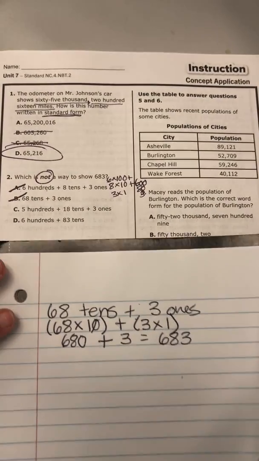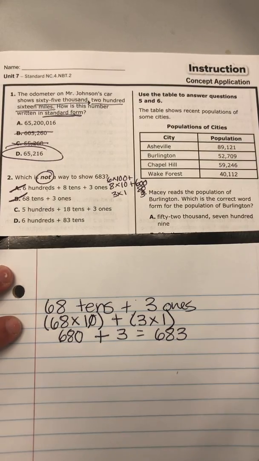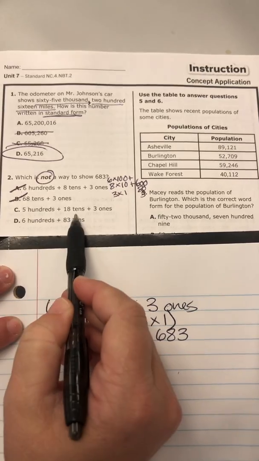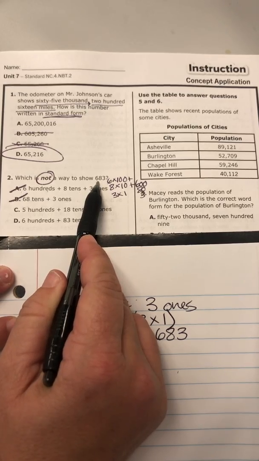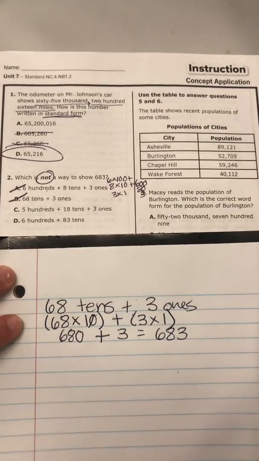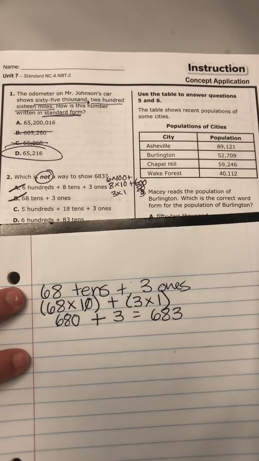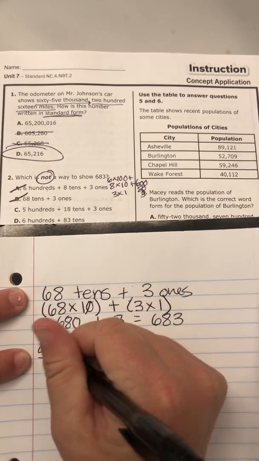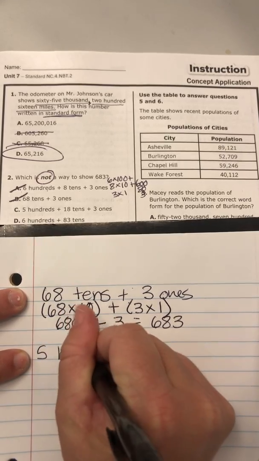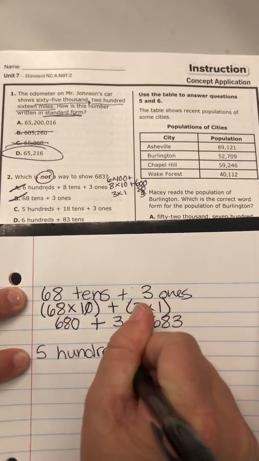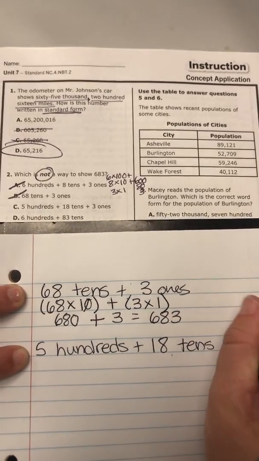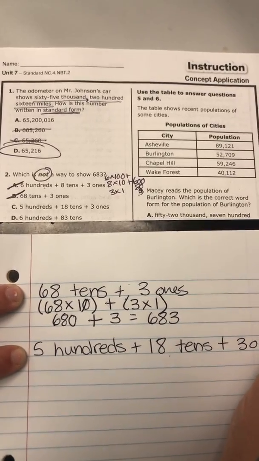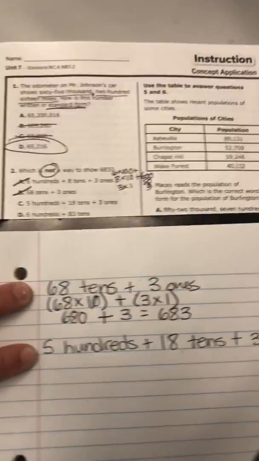So now let's check this next one. And I think a lot of you, another thing that you may actually do is you'll see that this says 5 hundreds, 18 tens, and 3 ones, and you're going to say, oh, well, that can't be 600 because it's got to be 6 hundreds. You'll say the 500s, but you have to work out each problem. So then we're going to say 5 hundreds plus 18 tens plus 3 ones. So let me move this out of my way.